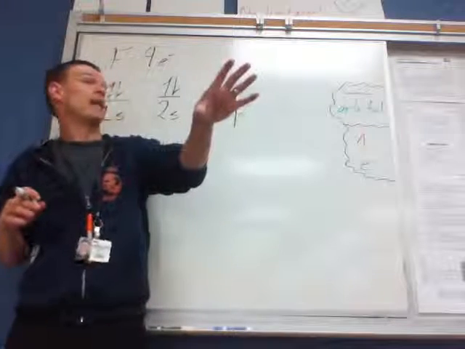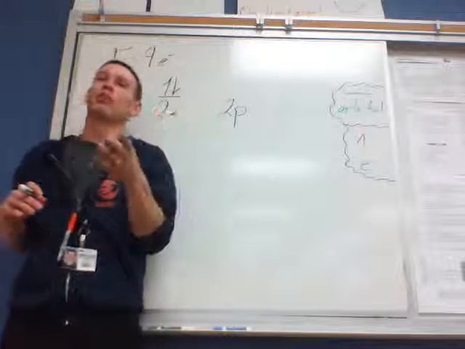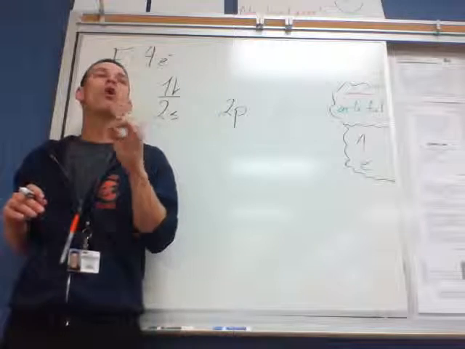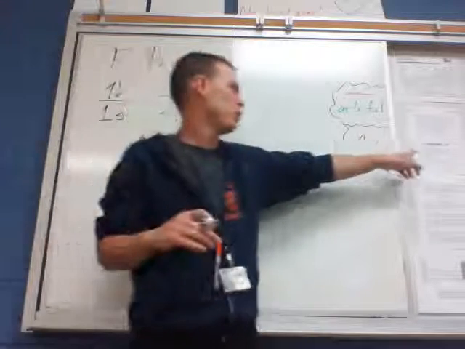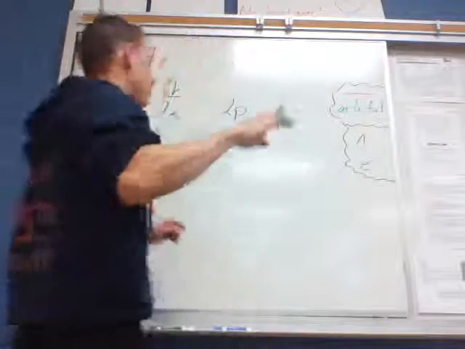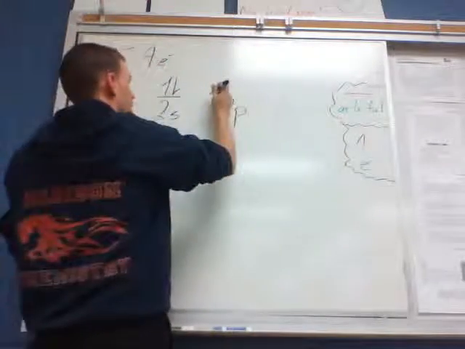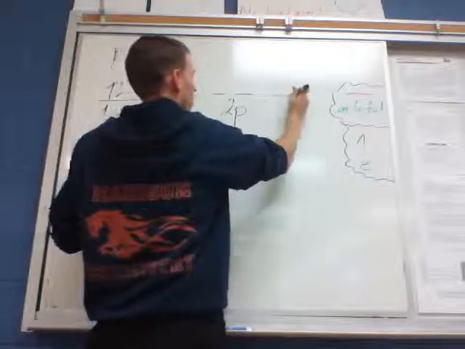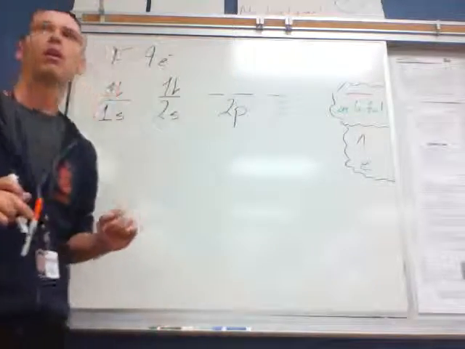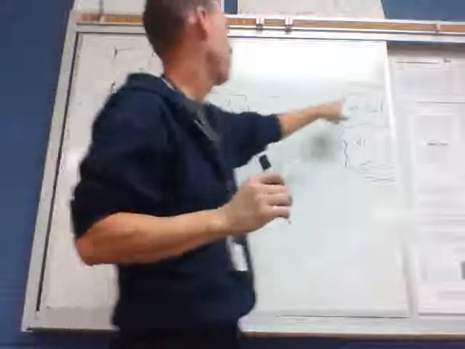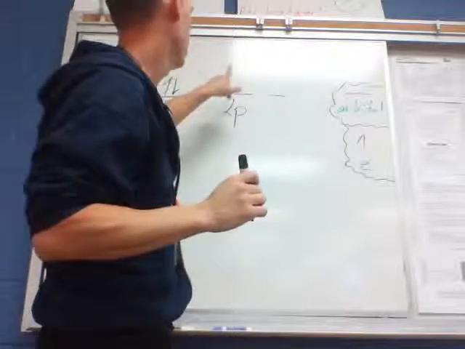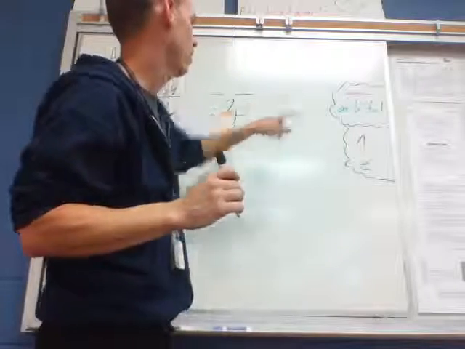The questions are the same, but the answers are a little bit different. How many orbitals does a p have? 3. Look on your cheat sheet if you don't know where it says p has 3. Watch what I do. 1, 2, 3. Remember, every one of those lines is an orbital. P needs to have 3 orbitals. 1, 2, 3.